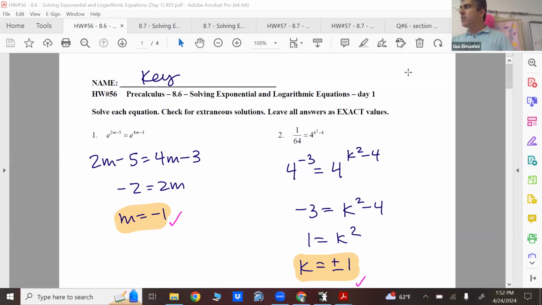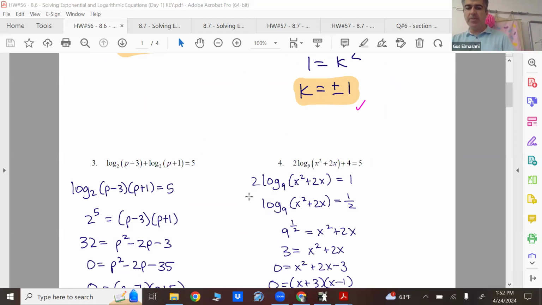For 2, the powers are not the same, but you force the issue, make them the same. 64 is 4 to the 3 power. But since it's 1 over 64, make it 4 to the -3. Now I can compare the exponents correctly, and we're good, right? And solve it like you would any quadratic equation or any equation, and you're fine.